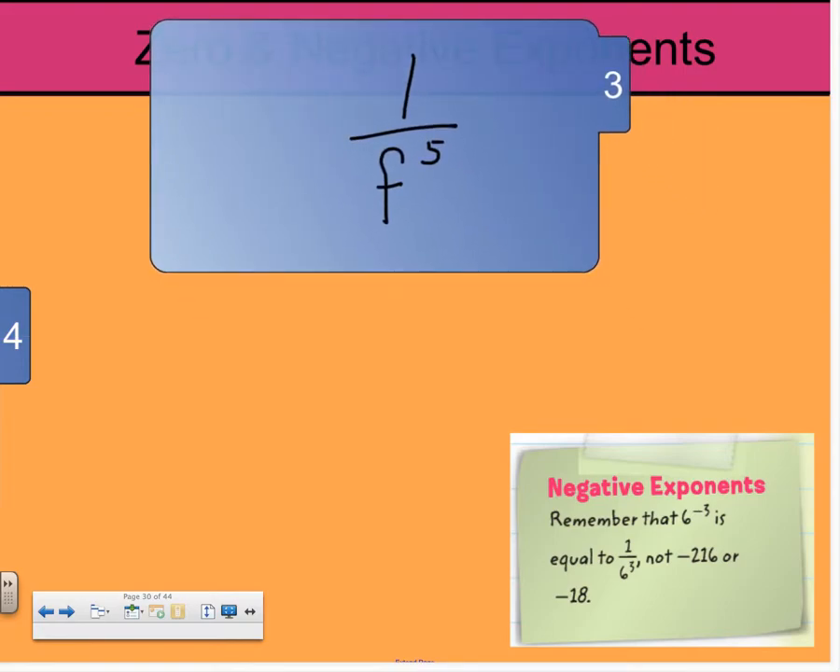Solve this one for me, or simplify would be the better way to say it. Who can simplify this one? I'm going to call on the person that looks like they're trying the least. So you better look like you're trying hard. Tate's not trying. Tate, what are we going to do?